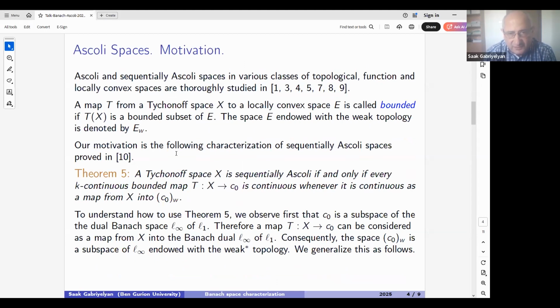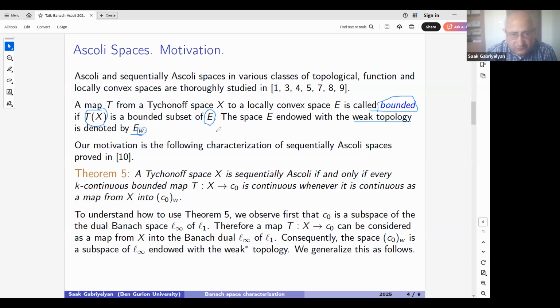Ascoli and sequential Ascoli spaces in various classes of topological function and locally convex spaces are thoroughly studied in several articles, one of Taras Banakh and many other articles belong to me with some of my co-authors. A map T from a Tikhonov space X to a locally convex space E is called bounded if its image T(X) is a bounded subset of the space E. And as usual, a locally convex space endowed with the weak topology is denoted by E_w. This subscript w means weak topology.